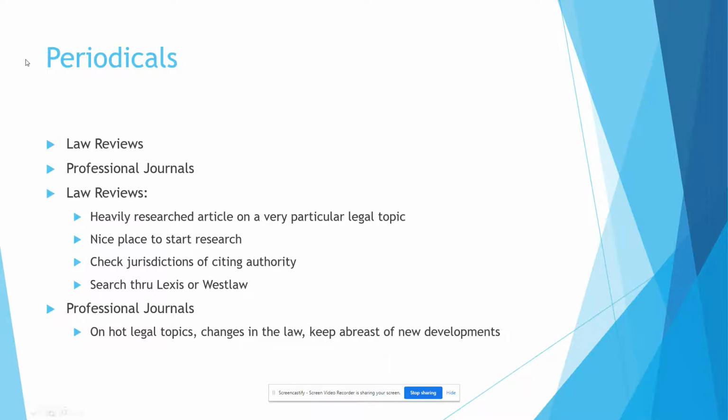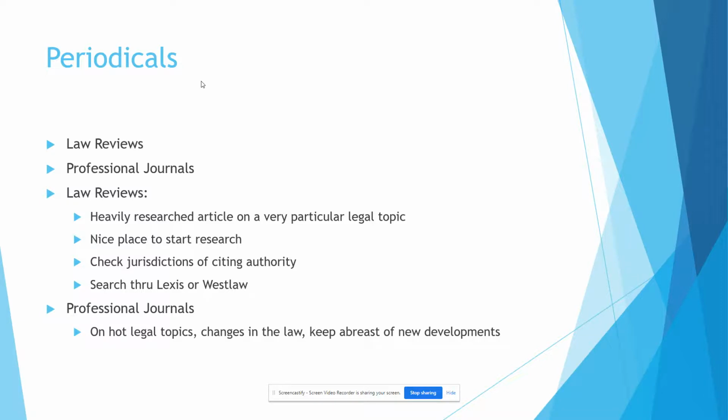Okay, our next category are periodicals. So periodicals are materials that come out periodically. So you have two categories. You have your law reviews, and law reviews are usually associated with a law school. The law review articles can either be written by professors or students.